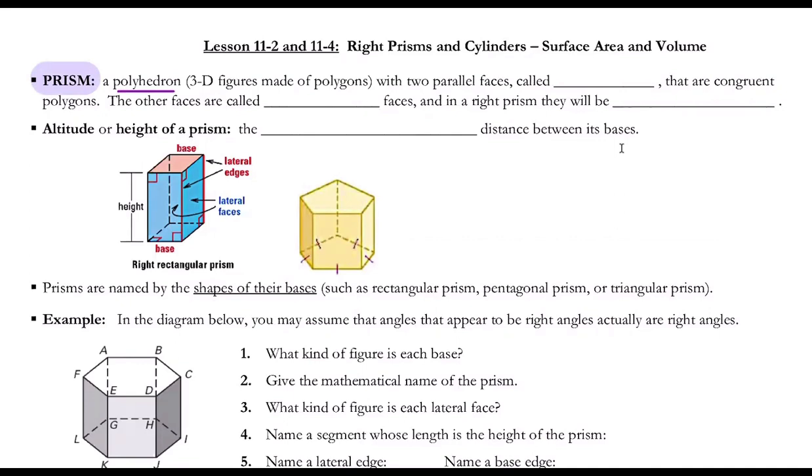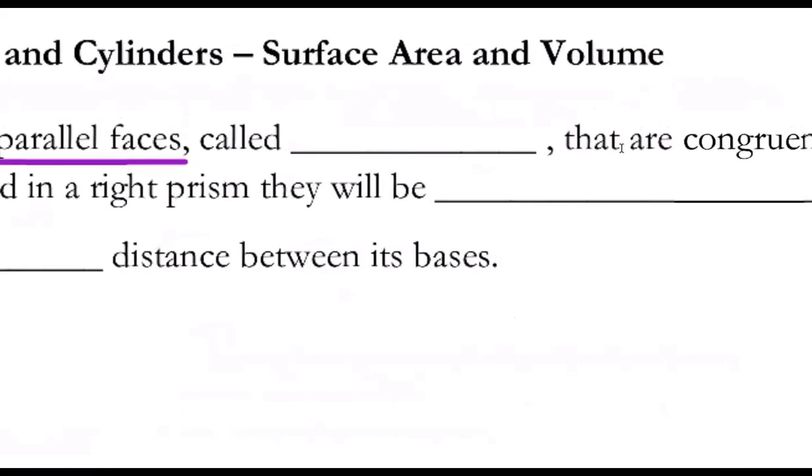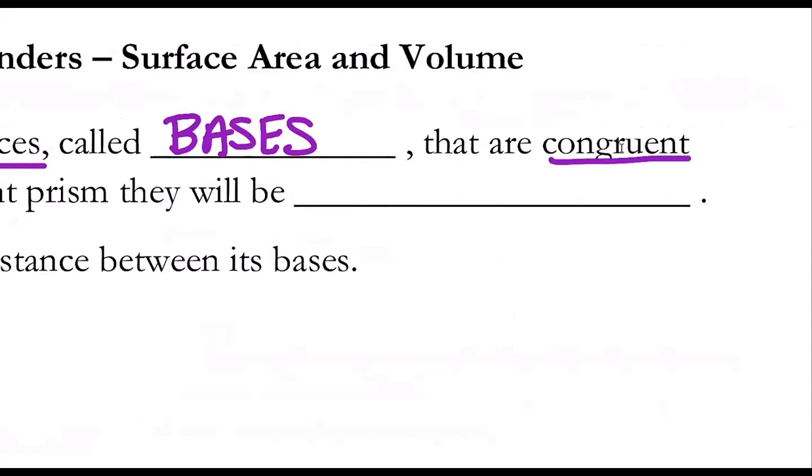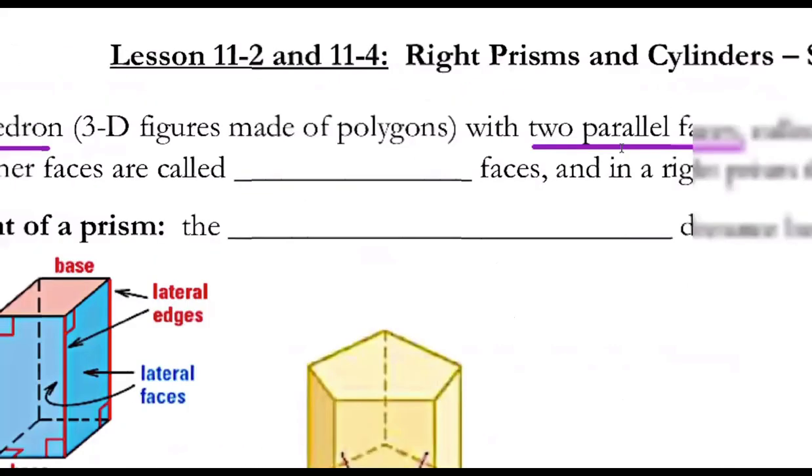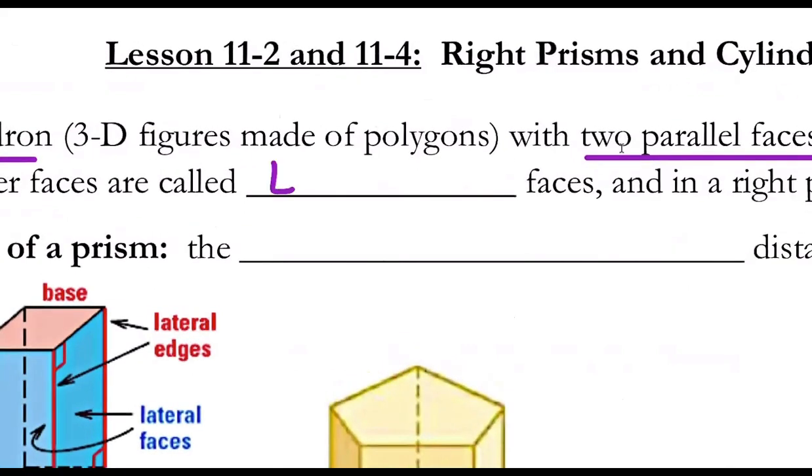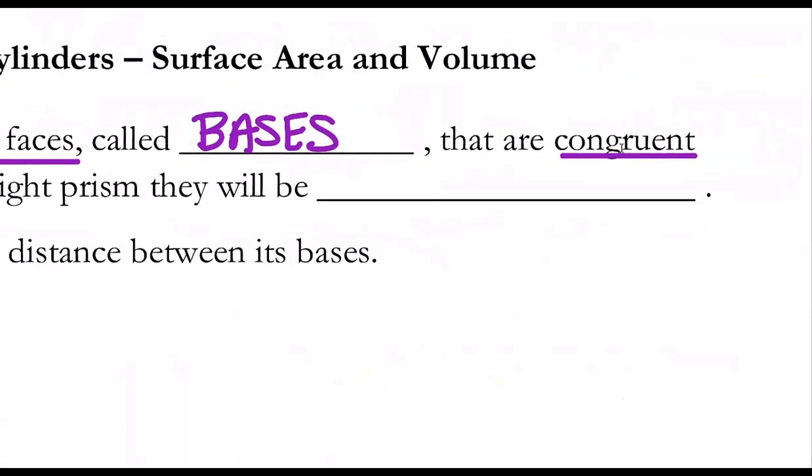It has to have two parallel faces, and those parallel faces are called bases. And the bases are also congruent. So it has two parallel and congruent bases. The other faces are called lateral faces. And in a right prism, the lateral faces will be rectangles.